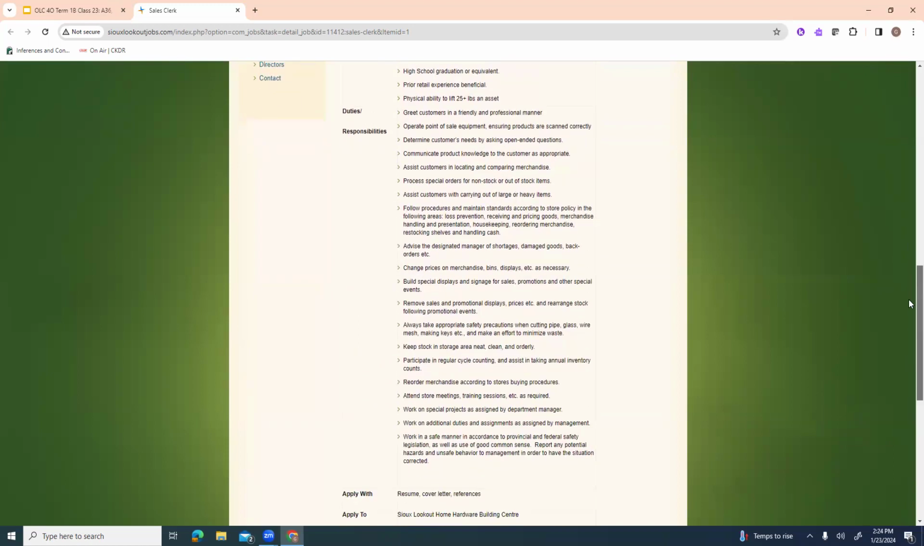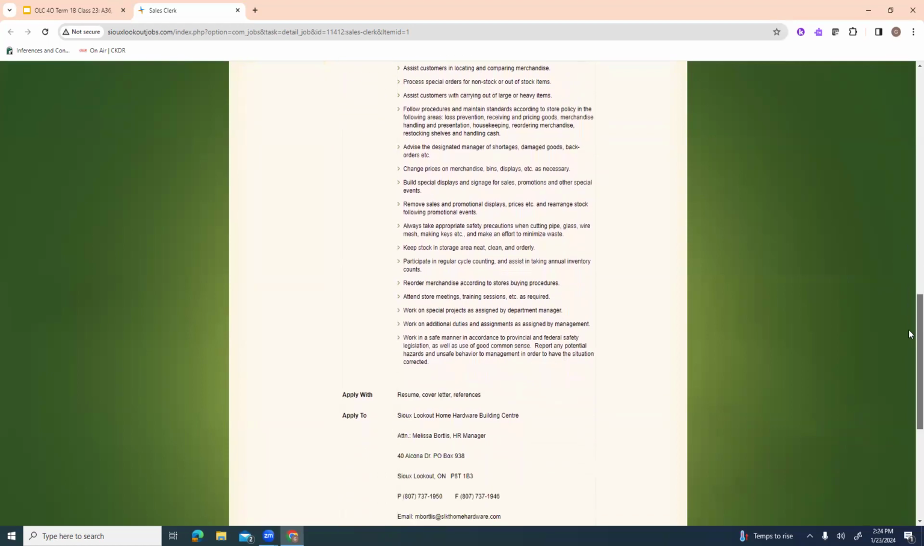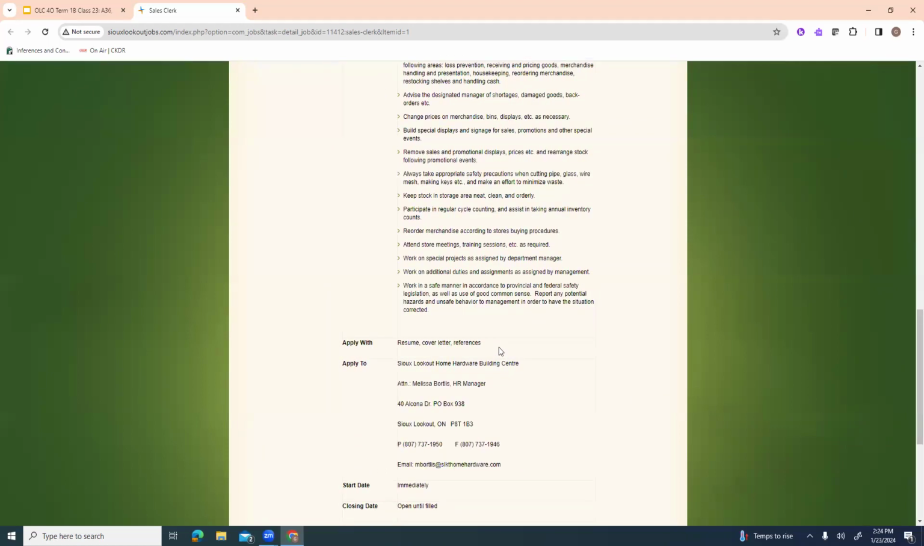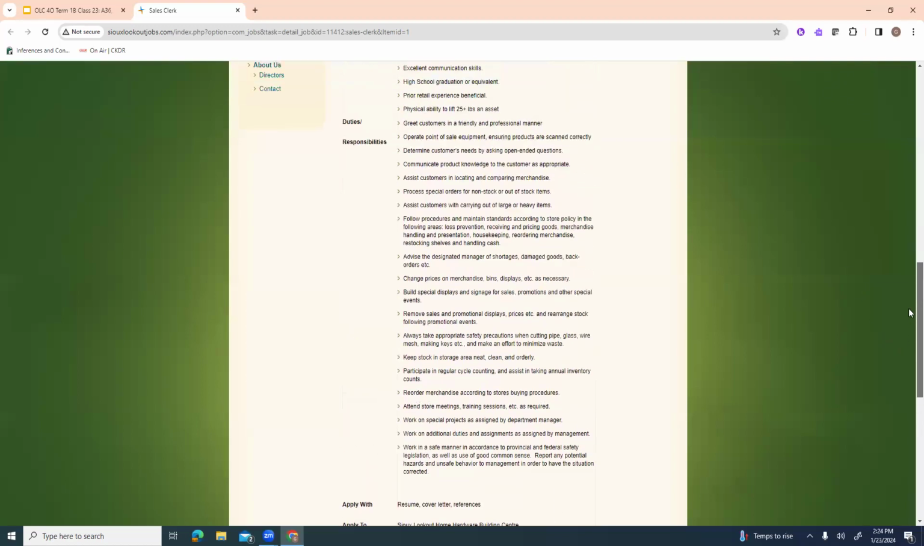And they give a lot of information. And here they tell you how they want you to apply, who to apply to, and all that kind of stuff. So this is the kind of stuff you would really want to read first to make sure that you're really tailoring your cover letter to what they themselves say they're looking for.